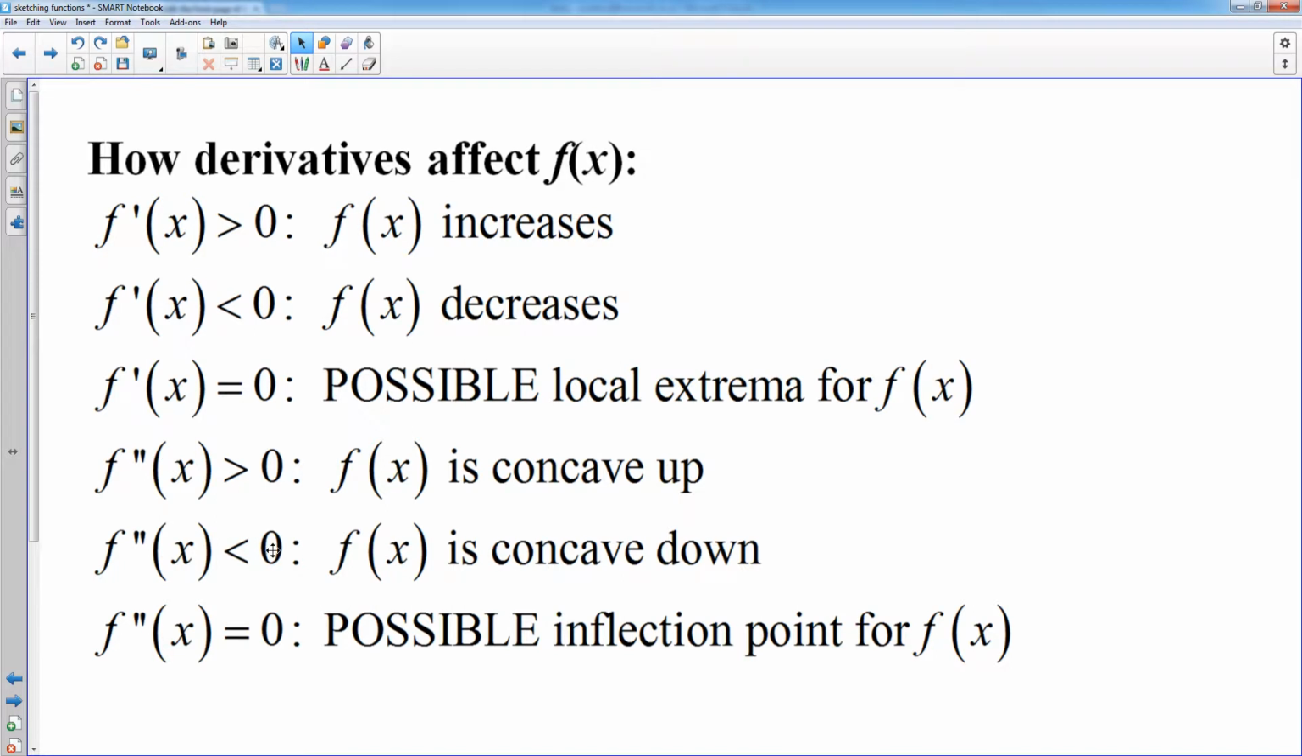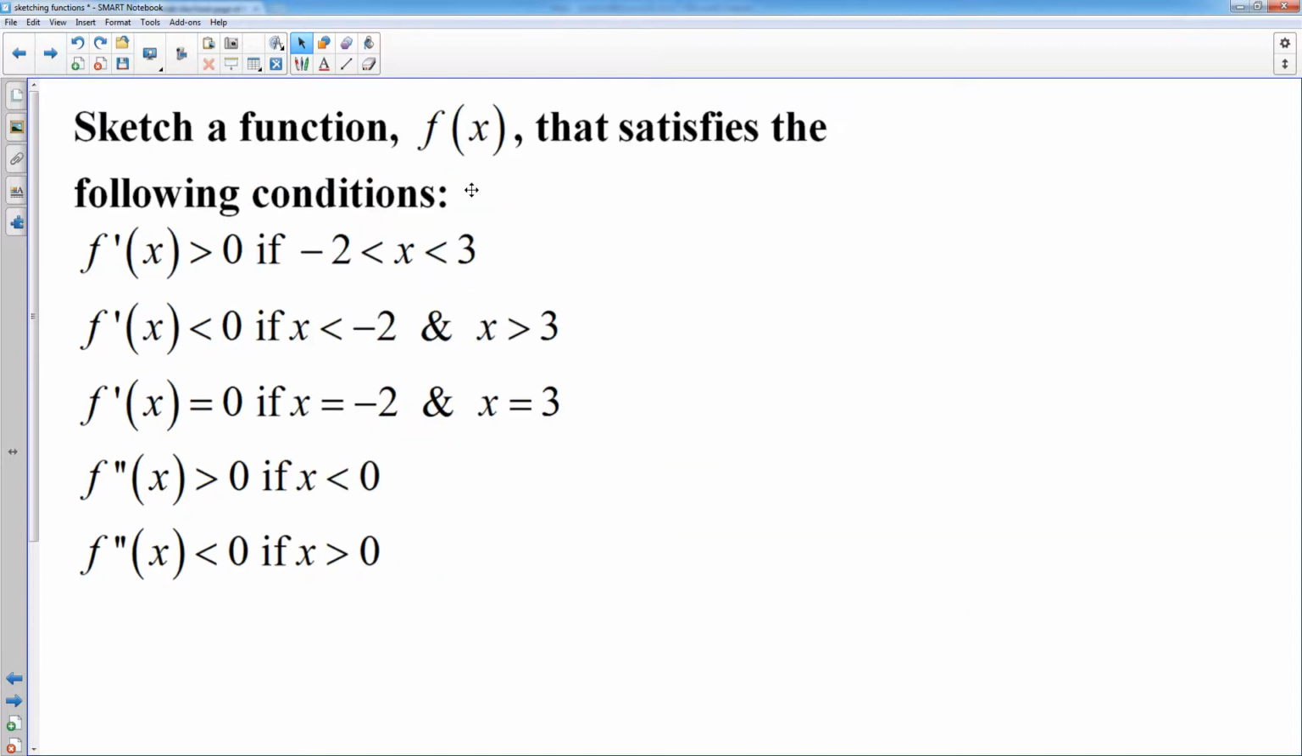F double prime positive, concave up. Oh, you can read all that stuff. Okay, I'm going to move on. If you're watching this video, you should already know these things. So, all right, let's look at this first one.